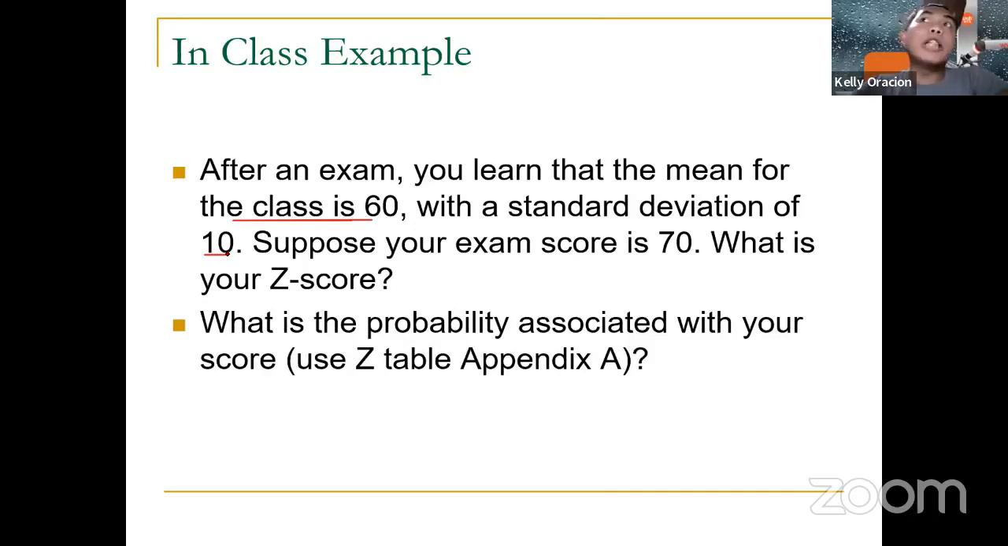Use the z-table, the z-table I gave to you last time. Okay? Let's solve this one. The mean score of the class in their exam is 60. The standard deviation is 10 and your score is 70. What is your z-score and what does it mean? What is the probability, I mean, what percent of the students did you surpass?